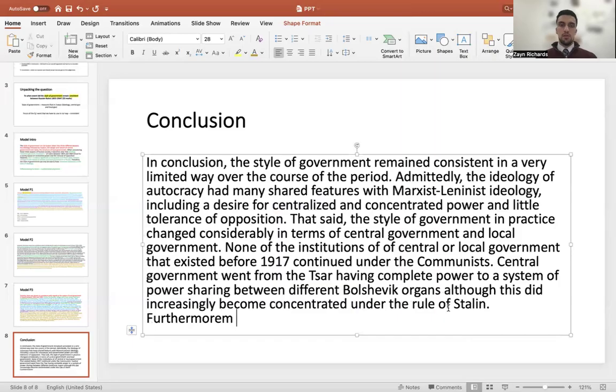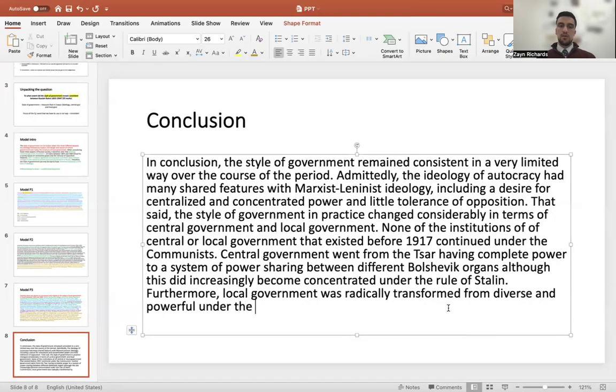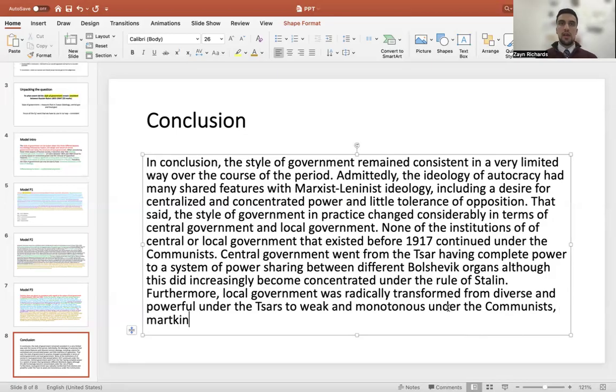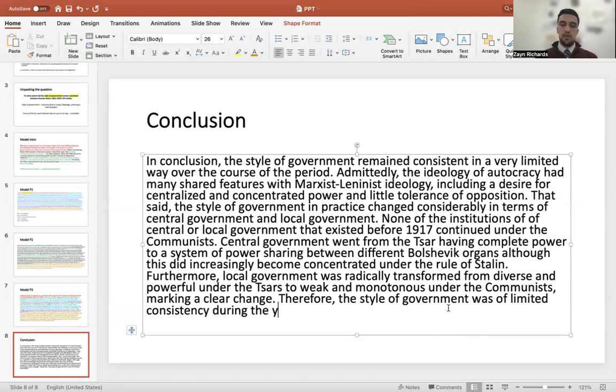Furthermore, local government was radically transformed from diverse and powerful under the Tsars to weak and monotonous under the communists. So what I mean by that is the local government went from being the Mir and the Zemstva making all these key decisions to the Soviets just basically doing everything that Stalin said, marking a clear change. Therefore, the style of government was of limited consistency during the years 1855 to 1964. Okay, that is basically it.